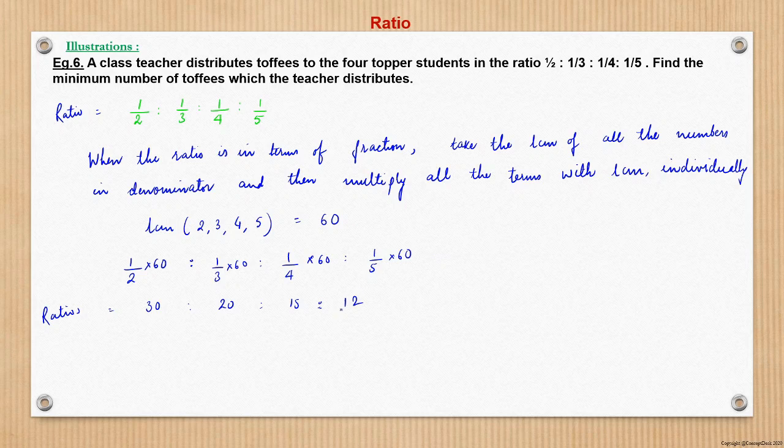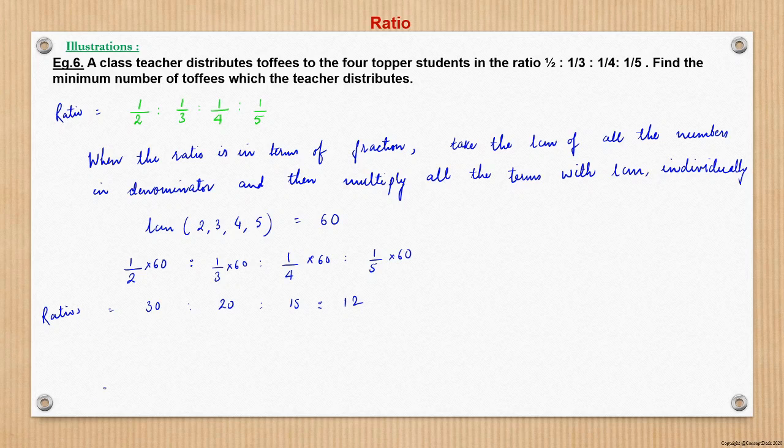independent ratios. So now we have obtained the ratio of the number of toffees given to each of the four topper students. So what is the minimum number of toffees which the teacher distributes, right? So the minimum number of toffees would be what? 30x plus 20x plus 15x plus 12x. And here if x takes a value of 1, or in terms of ratio, 30 units plus 20 units plus 15 units plus 12 units. This is the first multiple, right?